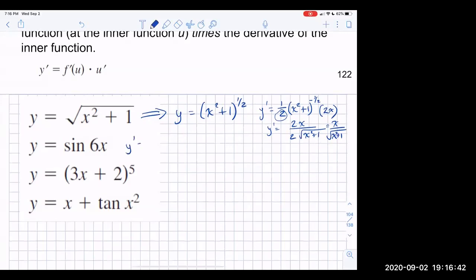What would y prime be for sine of 6x? Well, I take the derivative of sine x, which is cosine. I leave the inner stuff alone, right? And then I multiply it by the derivative of the inner stuff. What was it? Just 6. So this becomes 6 cosine 6x.